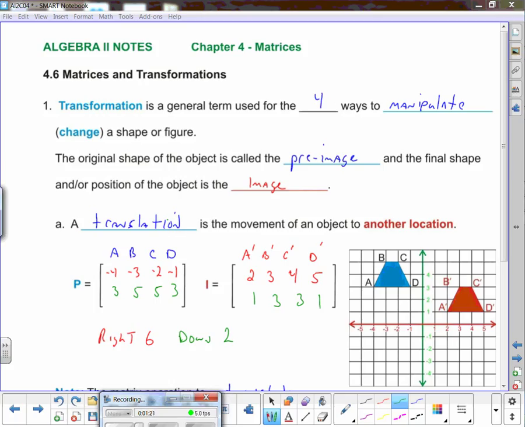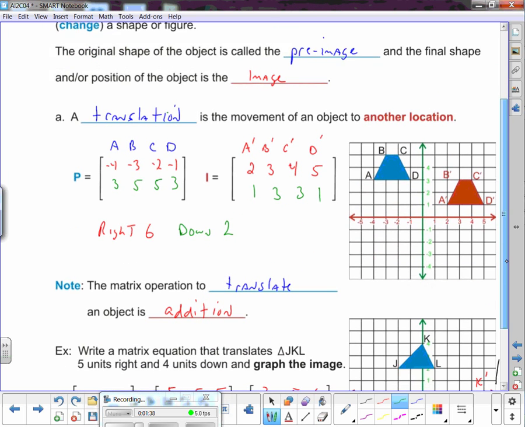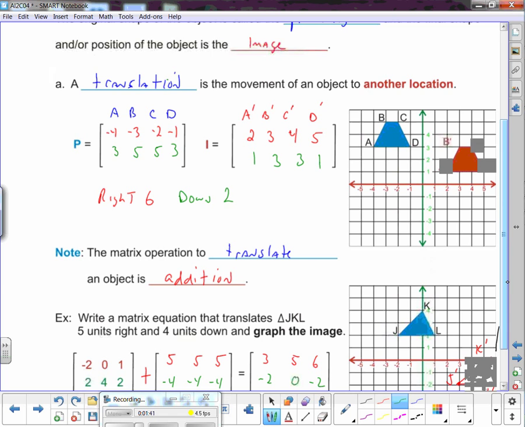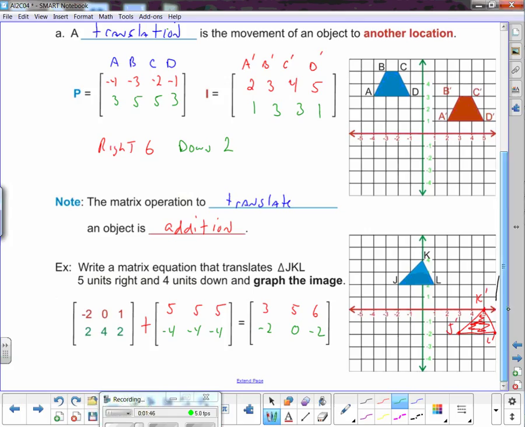Okay? All right. We're looking at matrices and transformations. Remember, we said there are 4 ways to manipulate or change the shape of a figure. The original is called the pre-image. The changed shape is called the image. We talked about translation on Tuesday. To translate, how do you do it? It's simply matrix addition. The example there at the bottom, we added 5 to every x coordinate, so we moved it 5 to the right. We added a -4 to every y coordinate, so we moved it down 4.